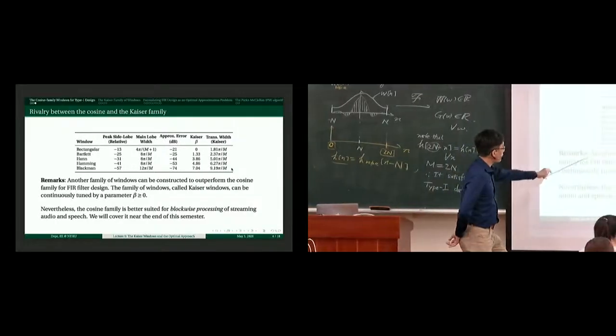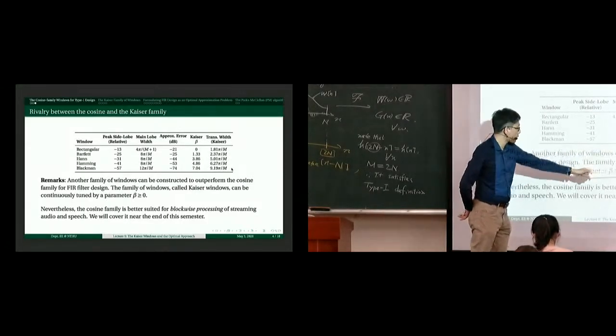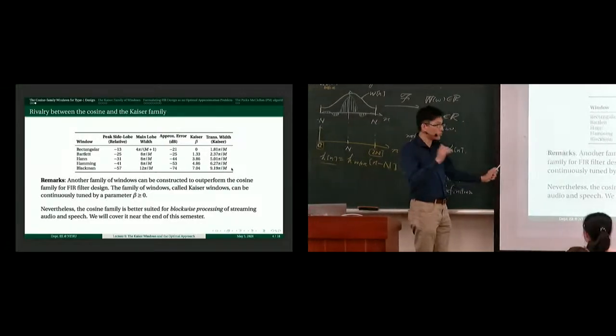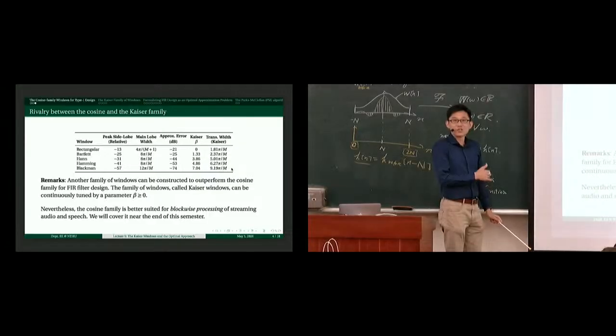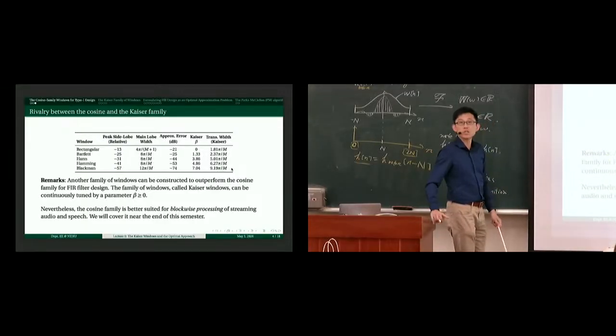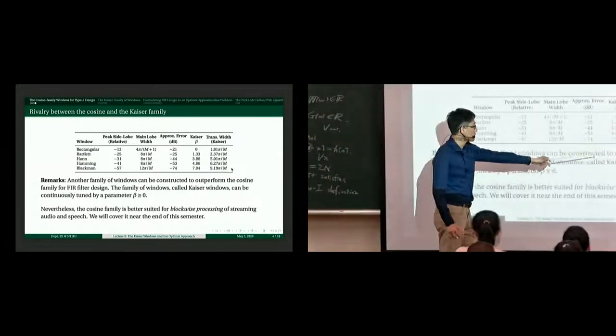So there's another family of windows that can be constructed, and they will outperform the cosine family for FIR design. The take-home message is that you can do better than last week, than homework number 4, by knowing the Kaiser family of windows. They generally outperform, and that's a take-home message.